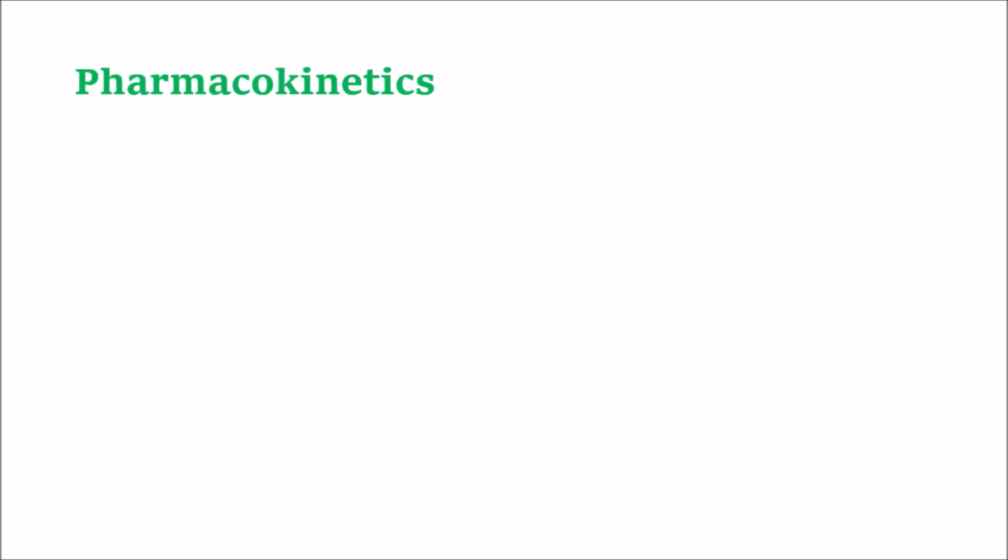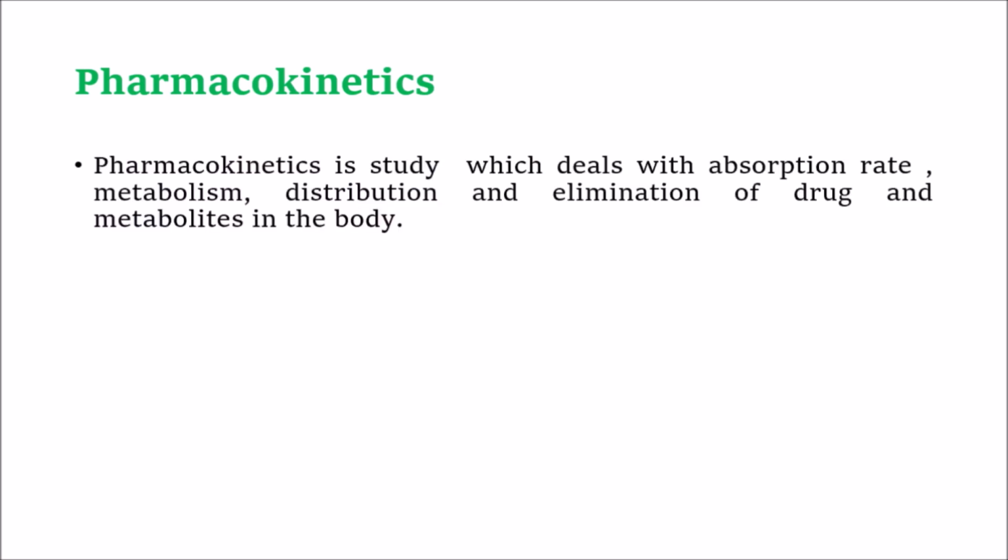Now next is pharmacokinetics. What is meant by pharmacokinetics? Pharmacokinetics is a study, or you can say a science, which deals with the absorption rate, metabolism, distribution, and elimination of a drug and its metabolites in the body. It is a study which deals with what happens whenever we are taking any medicine: from the beginning, after taking it, what the various processes are and how it works. It is studied in pharmacokinetics.